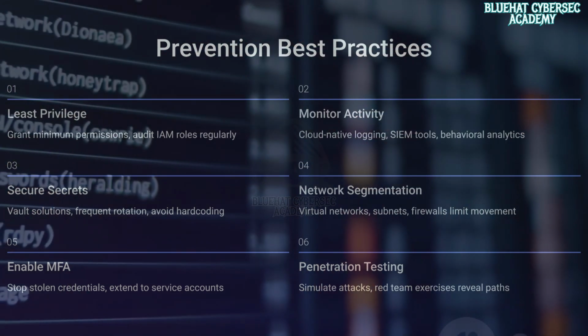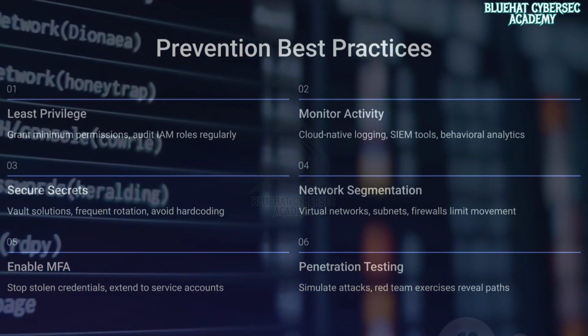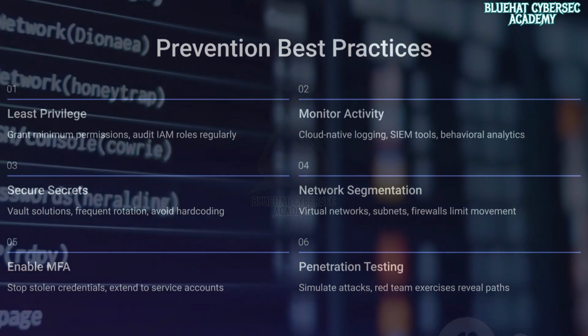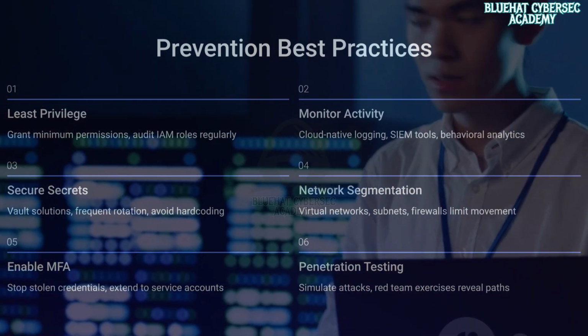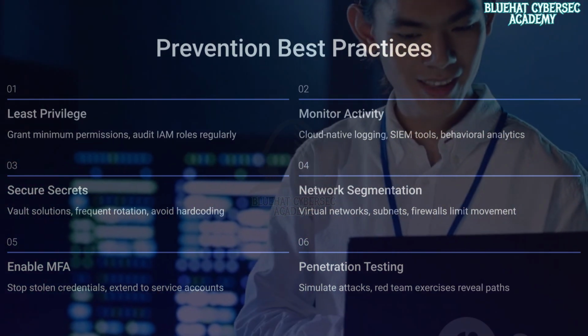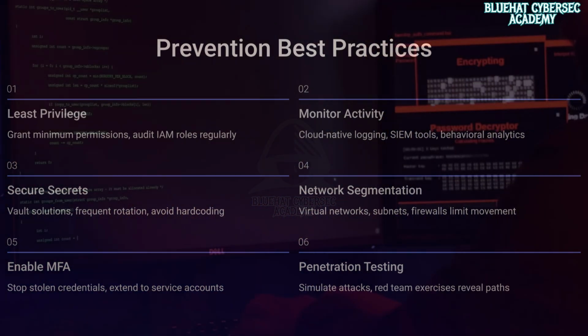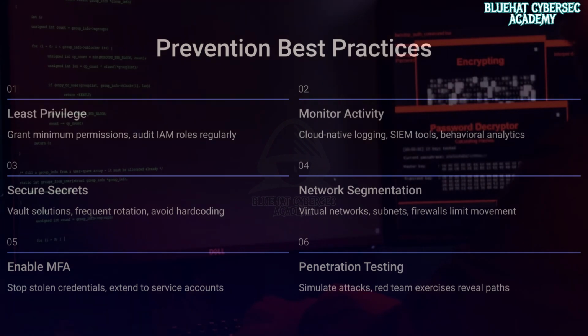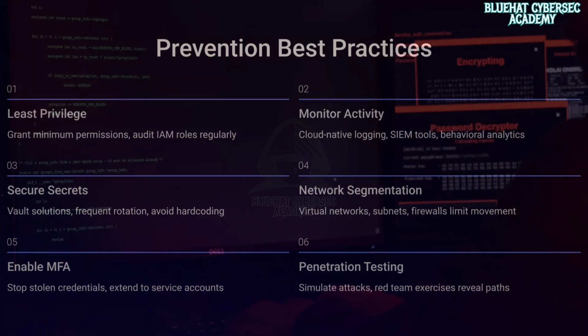Second, monitor and analyze cloud activity. Use cloud-native logging and SIEM tools to detect anomalies and employ behavioral analytics to reveal unusual access patterns. Third, secure service accounts and secrets. Use vaults and secret management solutions, rotate secrets frequently, and avoid hard-coding credentials in scripts or code.